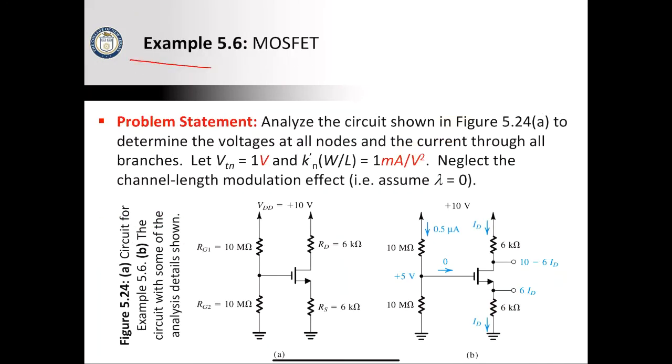So example 5.6, again, another MOSFET one. We want to analyze the circuit shown below to determine all the voltages at all the nodes and the current flowing through all the branches of this circuit. All right. So you can see here I have an unlabeled version of the circuit, and then I have a labeled version.